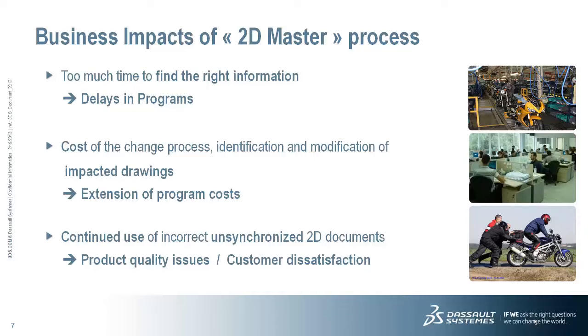The second impact is that when there is lots of iteration and change of specification, detailed design, of manufacturing process or of production, they have to identify and modify the drawings which are provided. The scale and cost of this effort is so huge today that it extends the program itself. And last but not least, the effort involved in continuously trying to keep drawings up to date is so huge that it simply never gets done fully. There are product quality and customer satisfaction issues directly resulting from the ongoing use of unsynchronized and incorrect 2D documents.